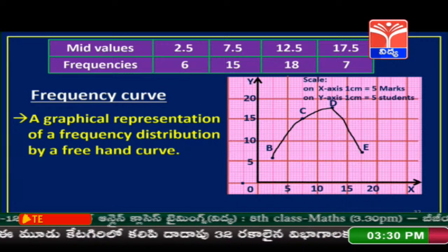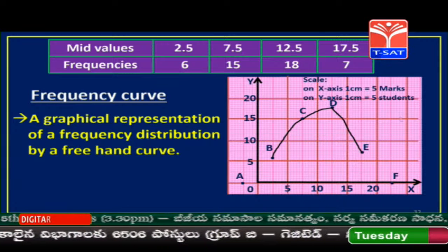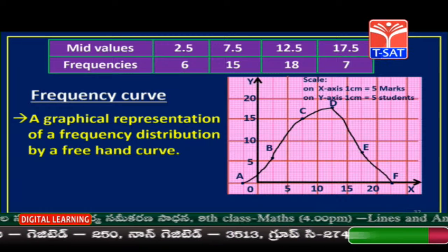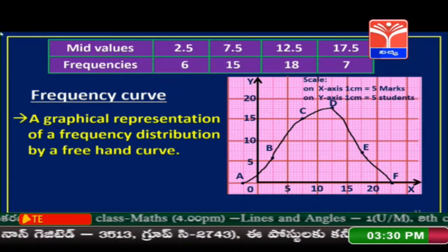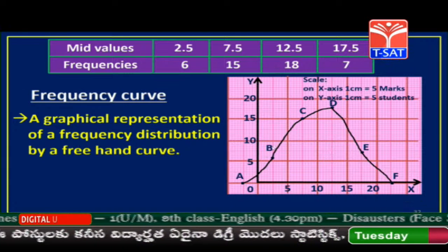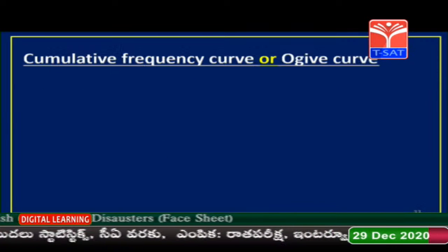Again previous class mid value, last class next mid value. I am taking A, F, I am joining and I am getting frequency curve here. A, B, C, D, E, F is the frequency curve. Let us understand cumulative frequency curve, or we can say OG curve.